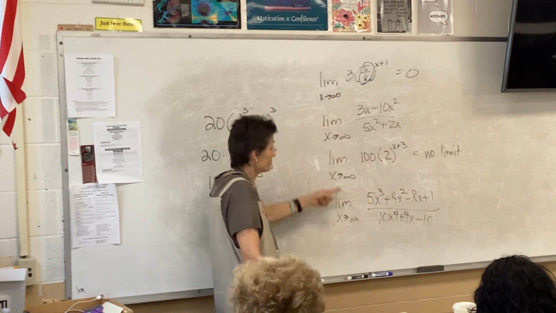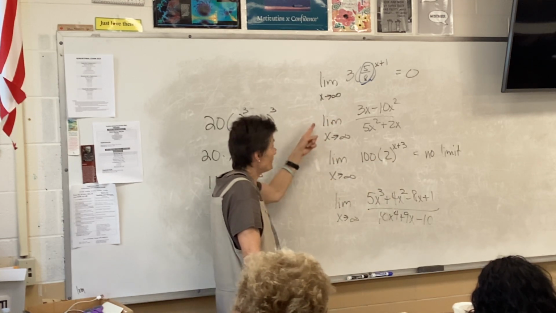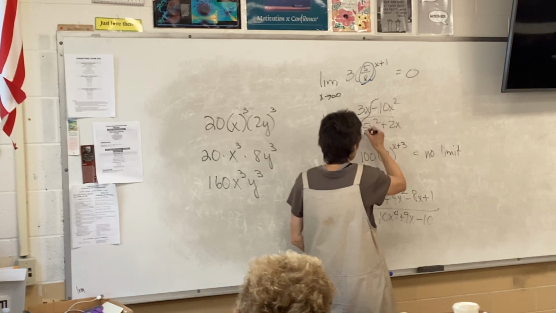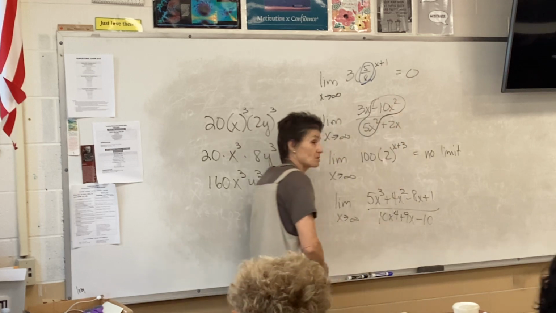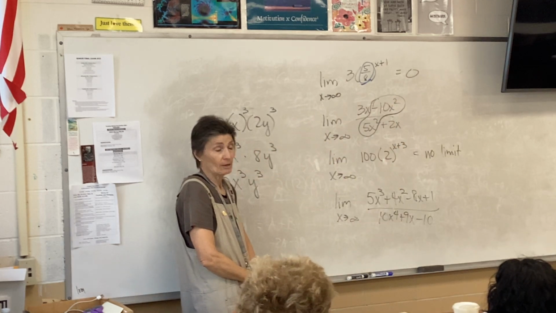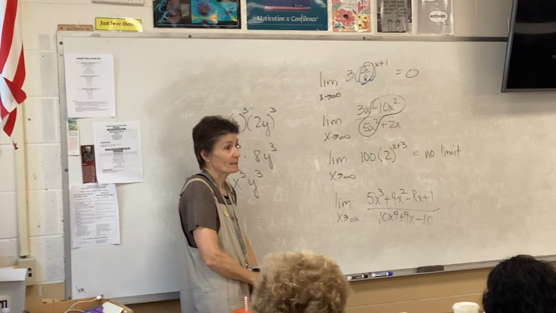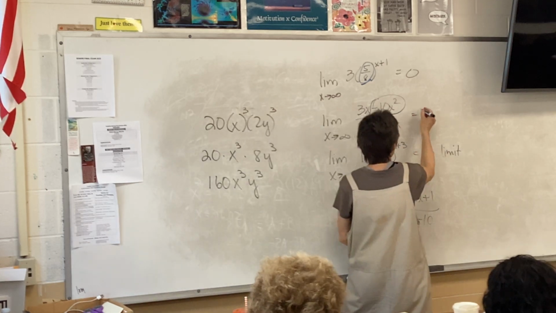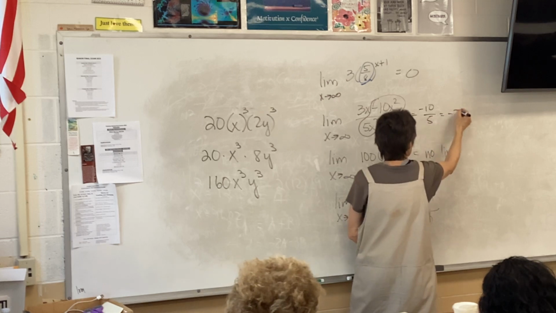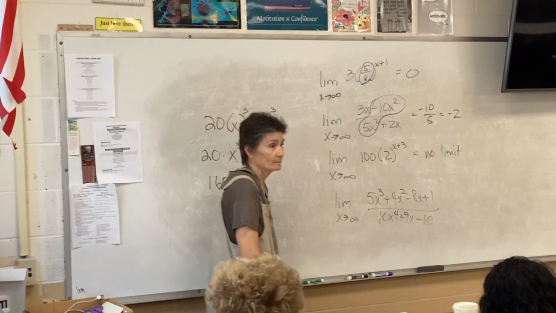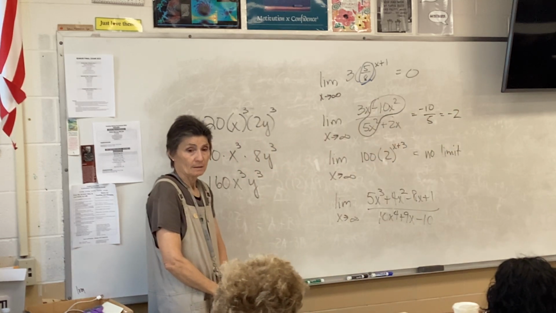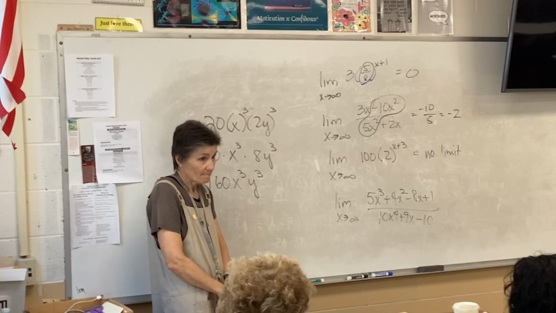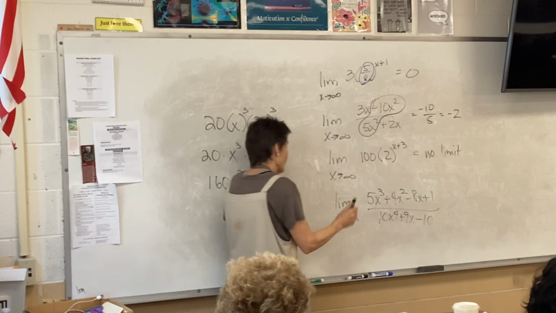Now, these are different. These look different. These are the kind we box in. So in this problem, the highest power is x squared. I look for the highest power in the whole problem, it's x squared. So I have negative 10 over 5, which reduces to negative 2. All right, that is easy. Now, what's the highest power in the whole problem?